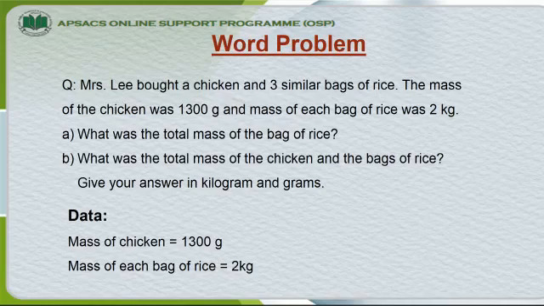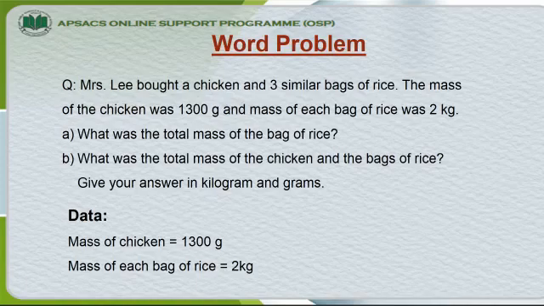So the mass of one bag of rice was 2 kg and she bought 3 bags of rice. In part A, we have to find out the total mass of the 3 bags of rice. And in part B, we have to find the total mass of the chicken and the bags of rice, the total of both the masses. And we have to write our answer in kilograms and grams.